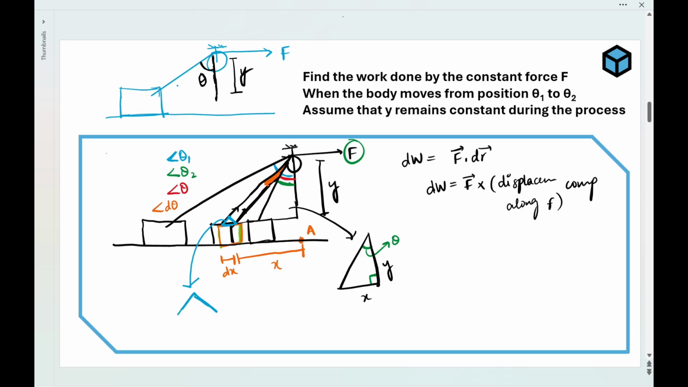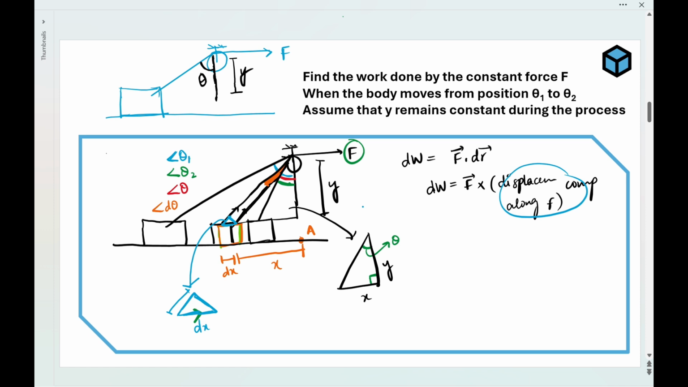This small triangle is useful because this is a small change of angle and we need the displacement component along F, and displacement is in this direction. So now we have drawn this triangle. We know that this length in this triangle is dx. If we somehow find out this length, we can put it over here and then integrate on both sides to get the final value. So this is what we are going to plan.